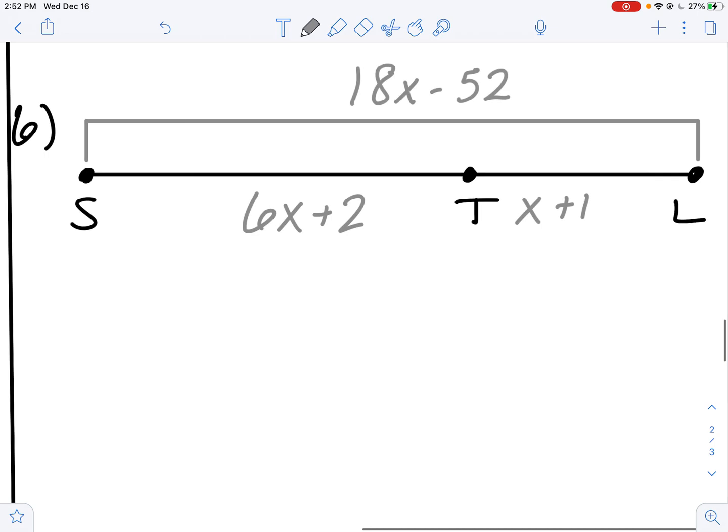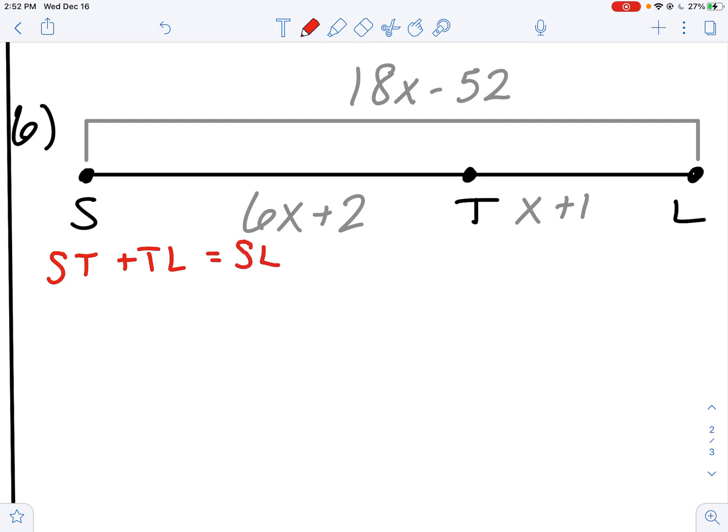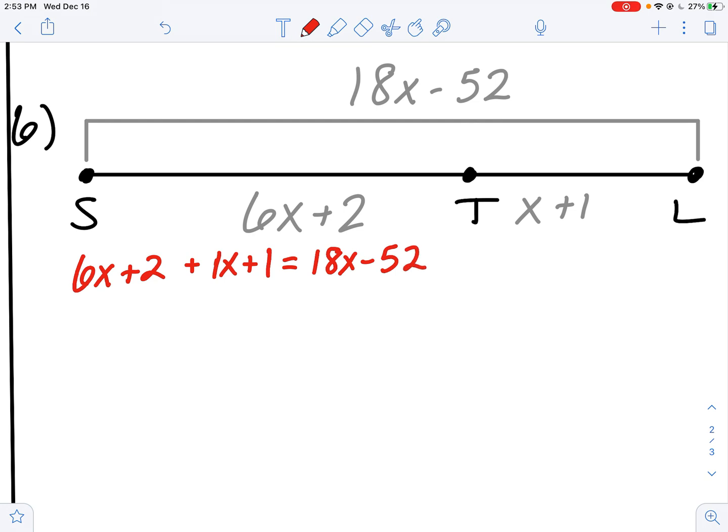So why don't you pause the video, try it, unpause, and check your work. We have ST plus TL equals SL. That's our segment addition postulate. And if I write that out with my numbers, ST was 6x plus 2, TL was 1x plus 1, and SL is 18x minus 52.